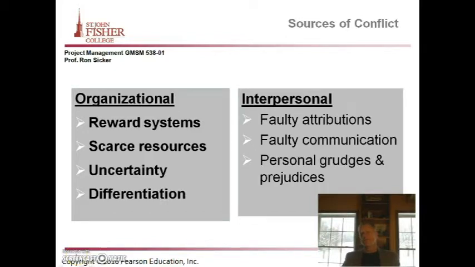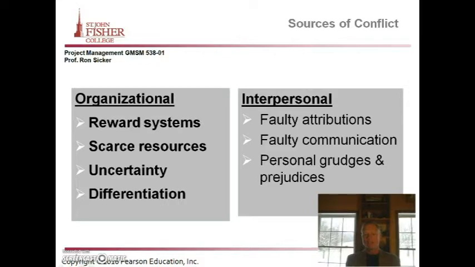So as we talked about on the last slide, some of the sources of conflict here can be both organizational and interpersonal. Organizational might be the reward systems, might be scarce resources. Someone thinks that they're working too hard. Now, these are sources of dysfunctional conflict. Uncertainty. They don't know what they're trying to do, so they become very, very inter-conflicted, and then they bring that conflict out to other members of the team.